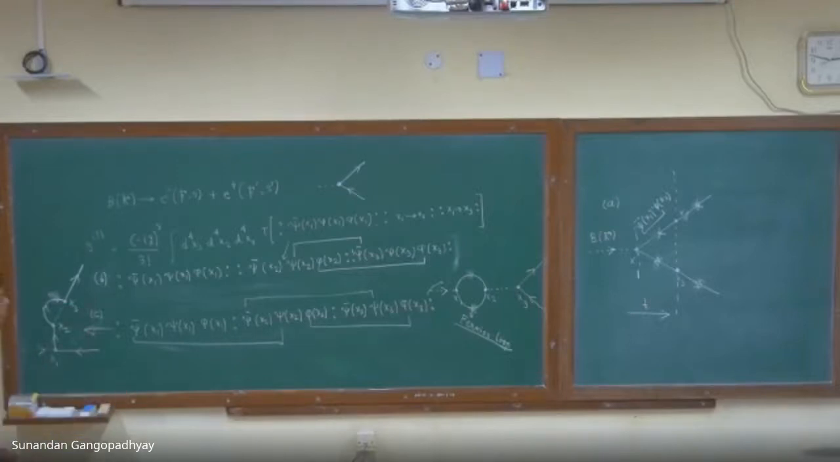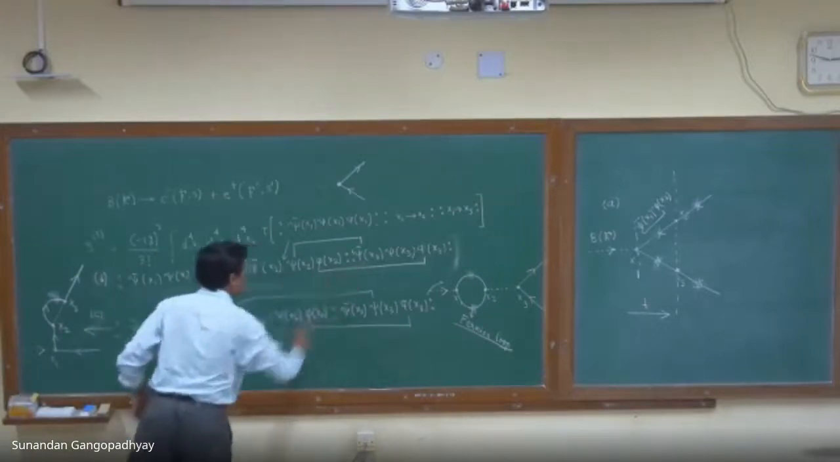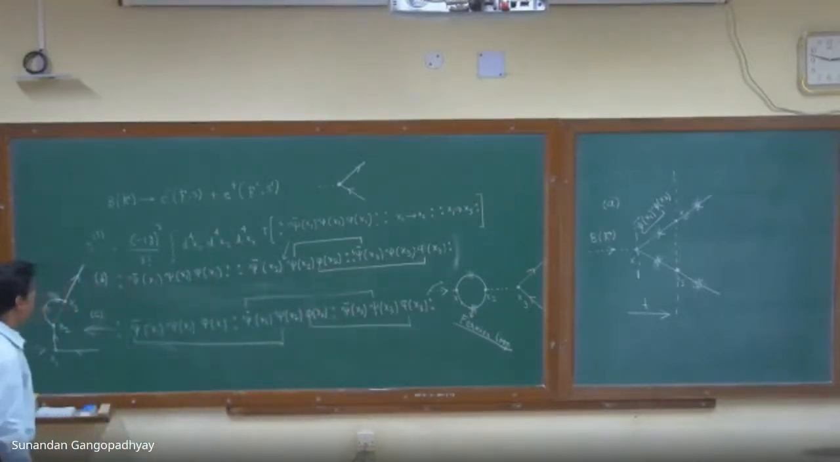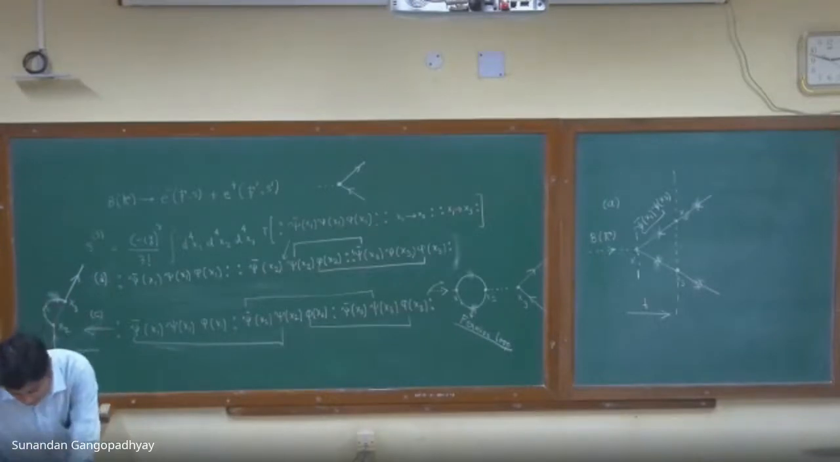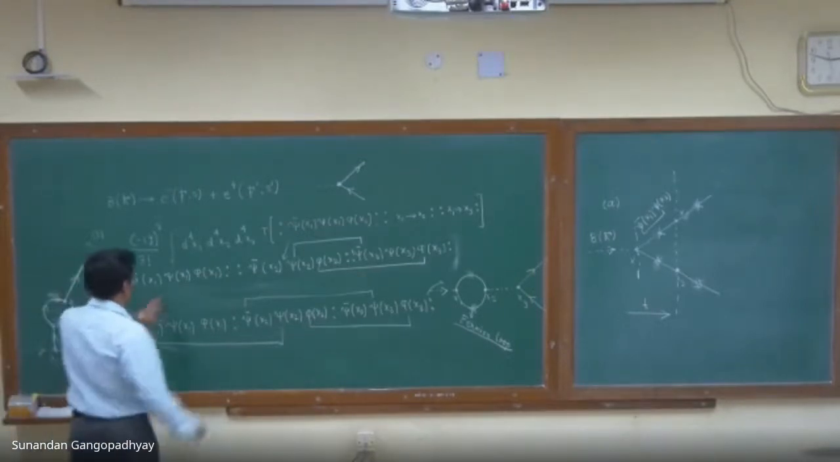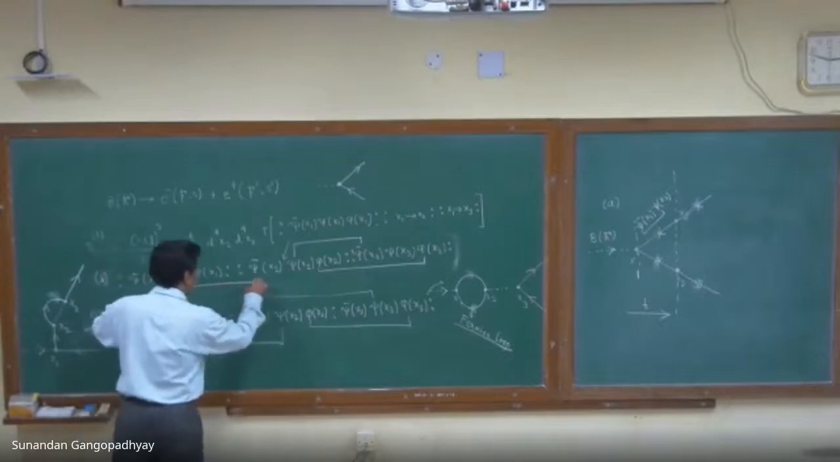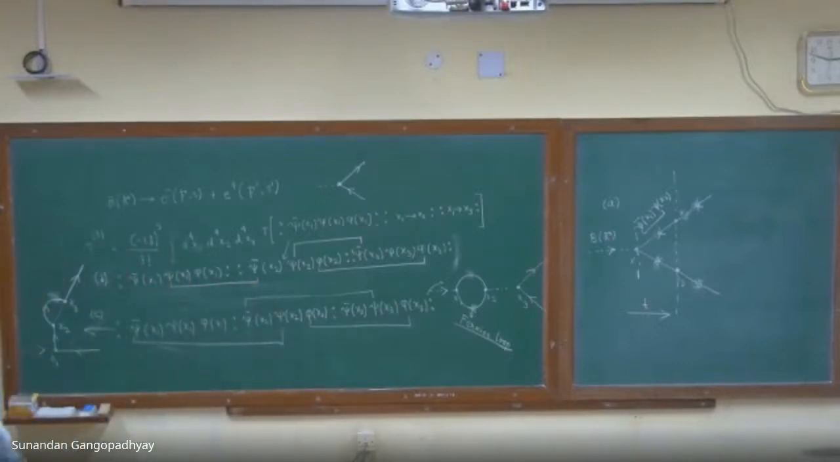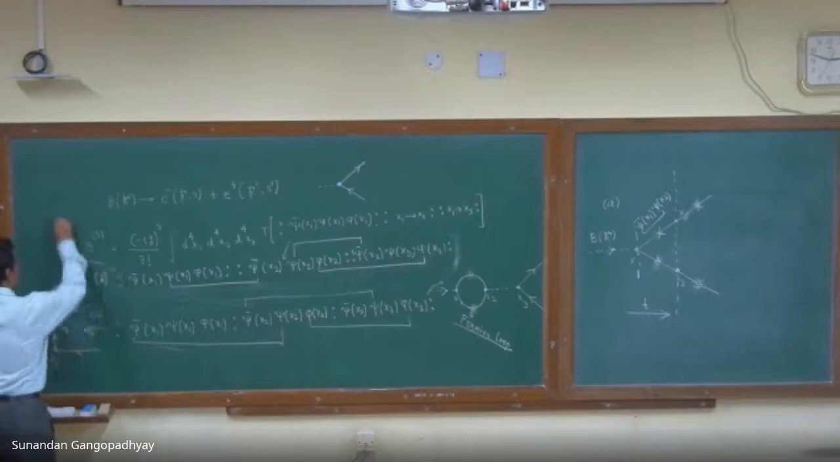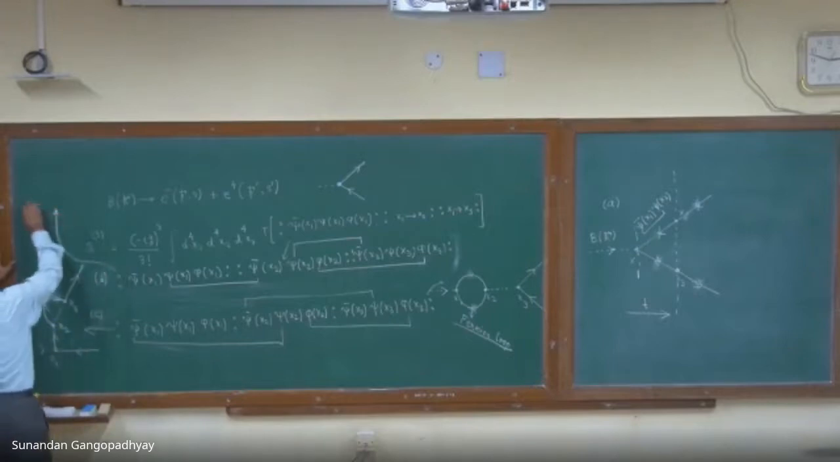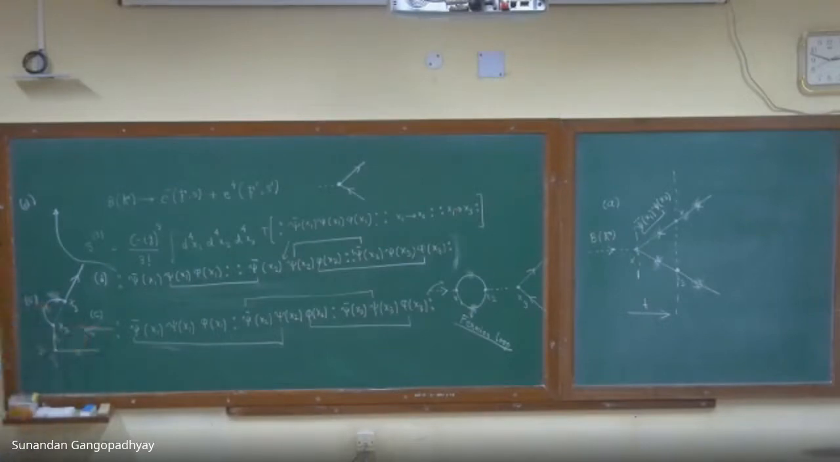Okay, so I have contracted psi x2 with psi bar x3, and then you can go psi x1 with psi bar x2. Let's see what this diagram is. This is D. This was C. This term. What is D?